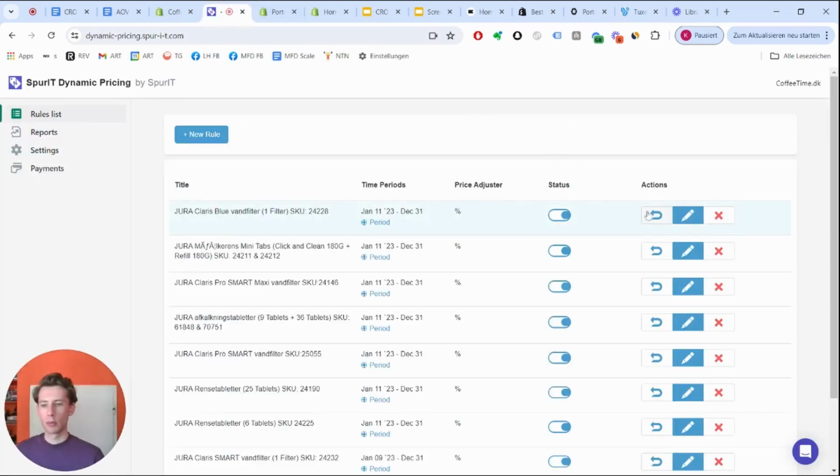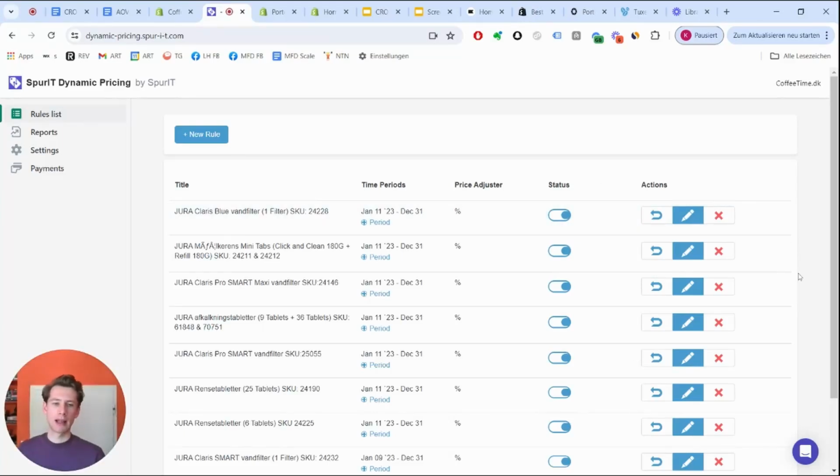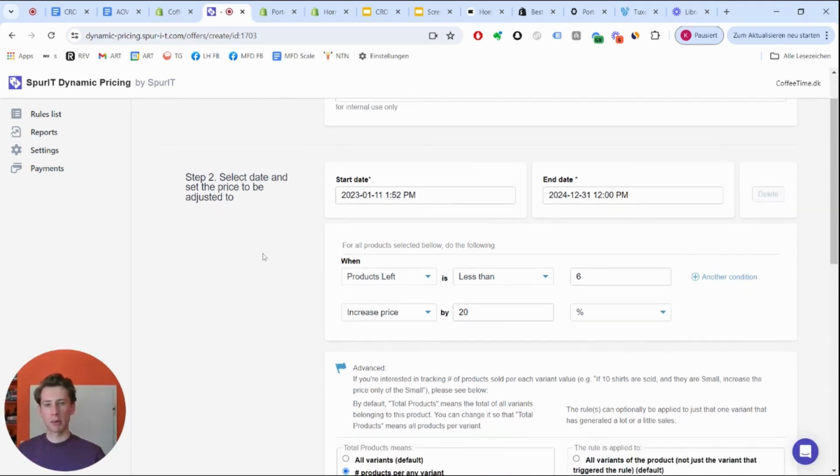So we use this app, and again, you can go to the Shopify App Store, which I always have open here, and just type in dynamic pricing. There's a bunch of different apps that allow you to do that. So just to give you an example of how this works. And honestly, it's pretty self-explanatory. I think once people know that it exists and understand the basic premise, you can just do it yourself.